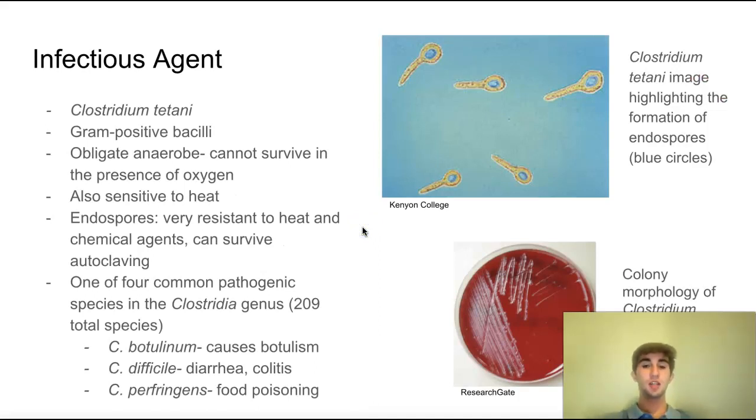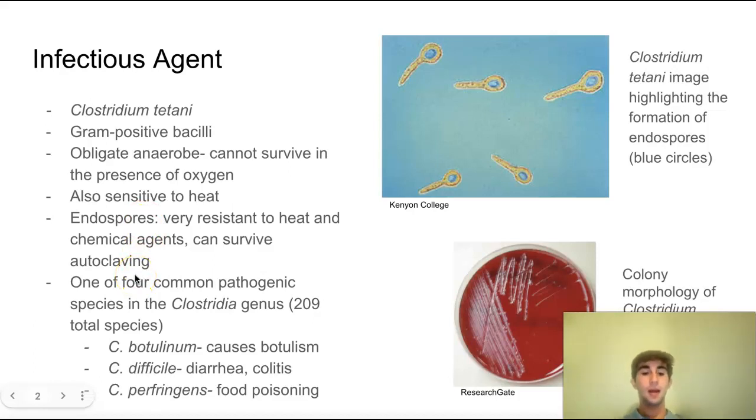So the infectious agent that causes tetanus is the bacteria known as Clostridium tetani. It's a gram-positive bacilli, an obligate anaerobe, meaning it can't survive in the presence of oxygen. It's also very sensitive to heat. However, it does form endospores. These endospores are very resistant to heat. They can survive autoclaving and other chemical agents. And these endospores are very important when we look at how a person gets infected with Clostridium tetani. And we'll get into that in a little bit.